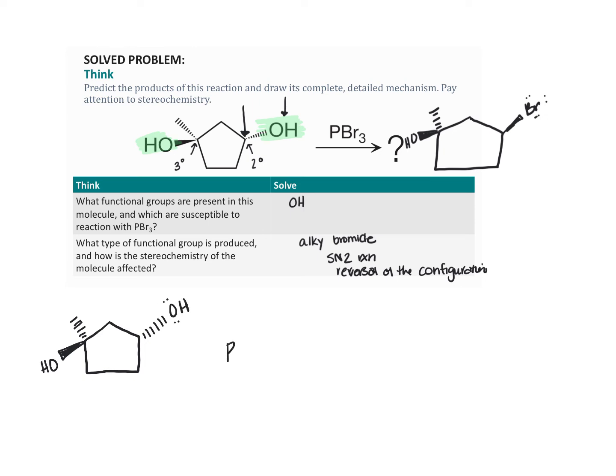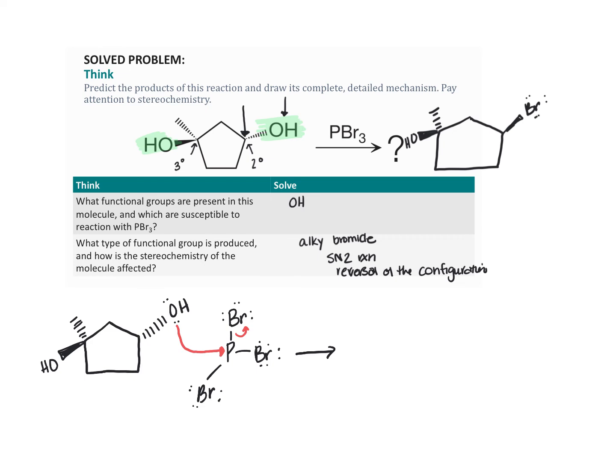We've got PBr3. We're going to remember that phosphorus is really electron deficient, and so the OH acts as very electron rich, and it's going to come in here and attack that phosphorus. It's going to bump off a bromine through an SN2 reaction.